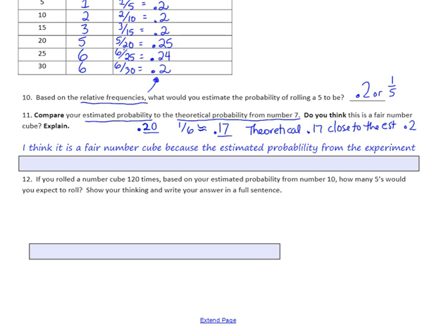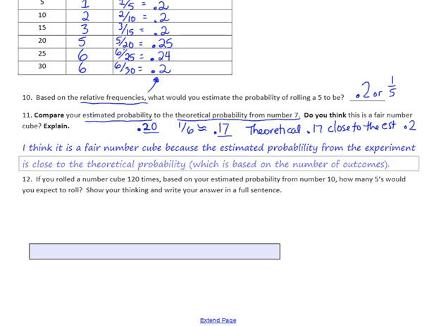So you do need to explain to get full credit for this. I think it's a fair number cube because the estimated probability from the experiment is close to the theoretical probability, which is based on the number of outcomes. Pause the video and copy the explanation.